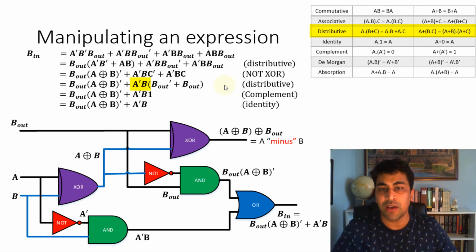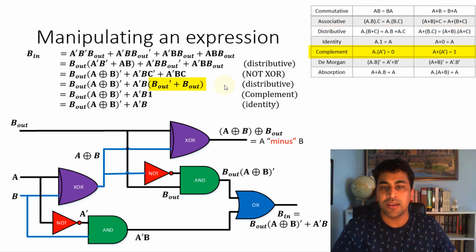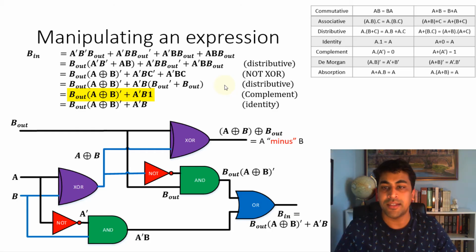We notice b out not or b out can be simplified further using the complements property. The complement property will leave us with the expression a not and b and 1. The identity property can then be used to remove this 1, which finally gives us b out, a exclusive or b not, or a not b.